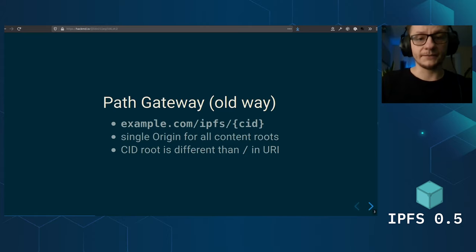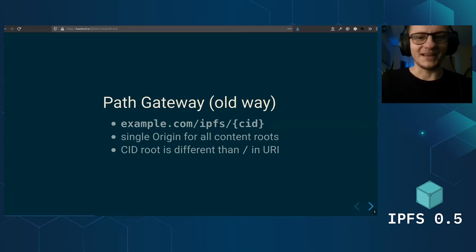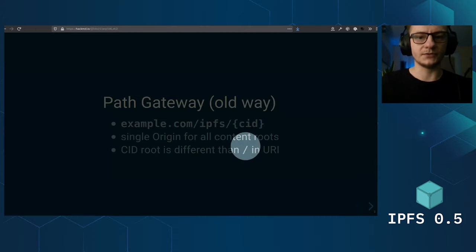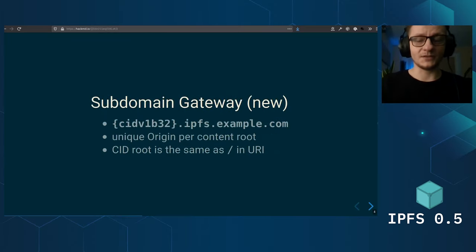If you granted permission to one website, every other IPFS website had that permission. Another problem was the content root was here, while the URL root is here. And that was the problem for very popular things like static website generators, which often created absolute links. And those links expected the root to be here, not here. And that introduced a lot of problems for us. So subdomain gateways tackle both problems.